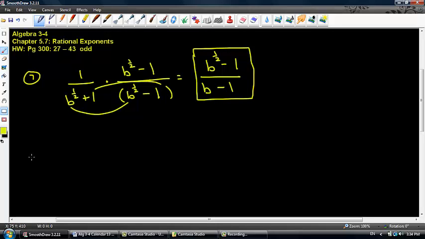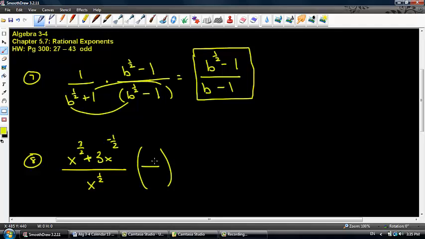Number 8, if I say x to the 3/2 plus 3x to the negative 1/2 over x to the 1/2. Now please don't even think of moving this x to the negative 1/2 to the bottom, because with this plus going on here, you cannot do that. What you want to do is multiply both top and bottom by x to the 1/2. So the bottom part's actually easy, x to the 2/2, which is 1.